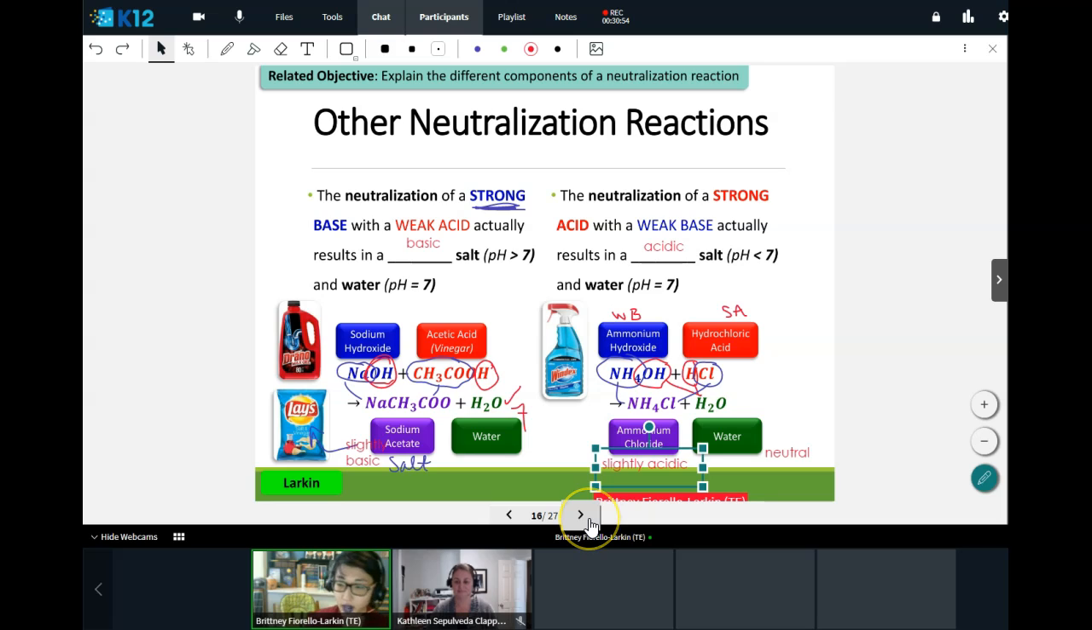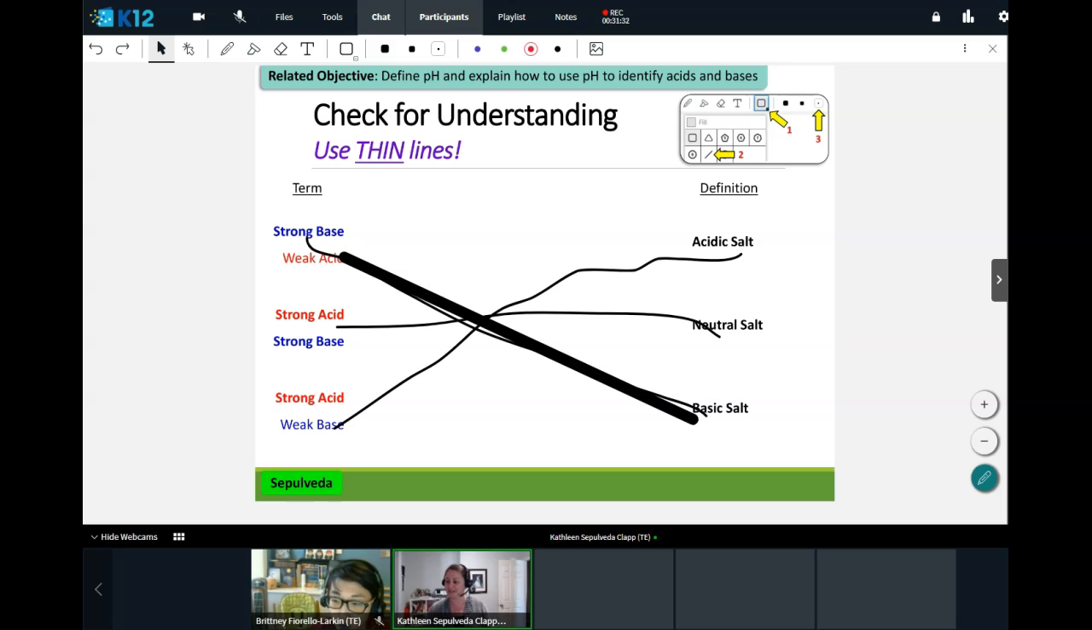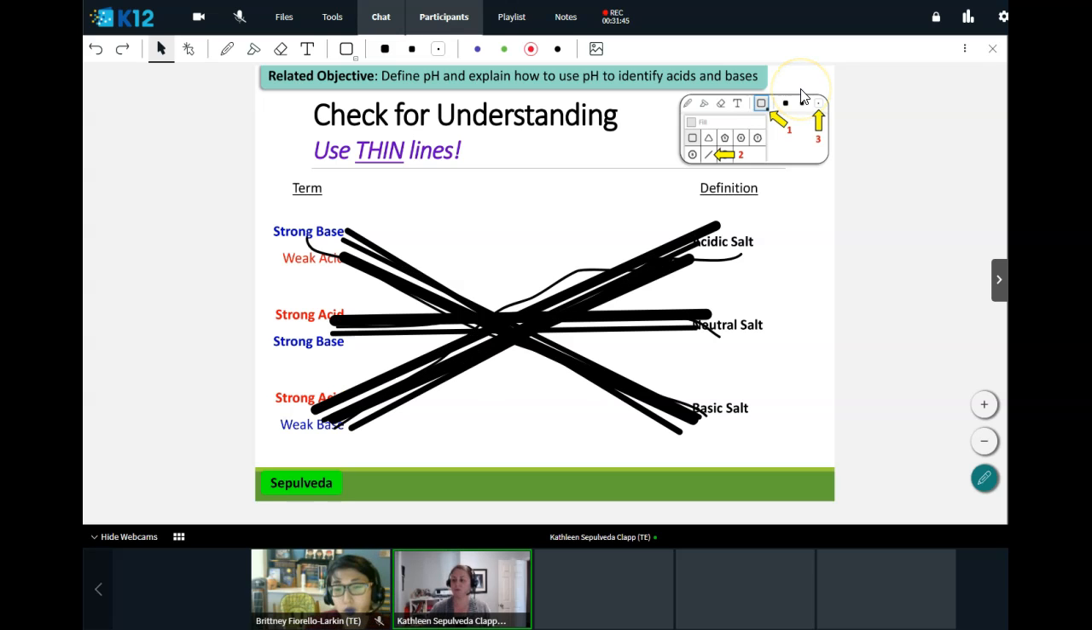We're going to go ahead and do a check for understanding. Here we go. Strong base, weak acid; strong acid, strong base; strong acid, weak base. I'm going to give you 15 seconds. Here are your whiteboard tools. Match those up with the definition of either acidic salt, neutral salt, or basic salt. We just did the examples right now. This should be pretty easy. Let's go ahead and put our whiteboard tools on hold.